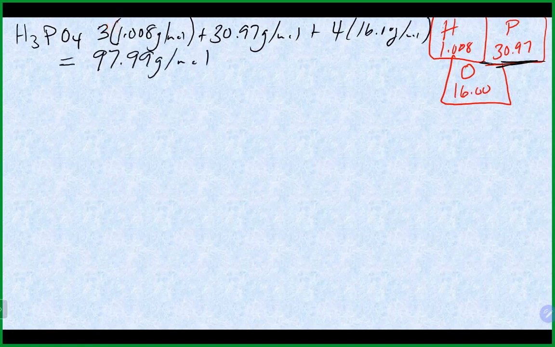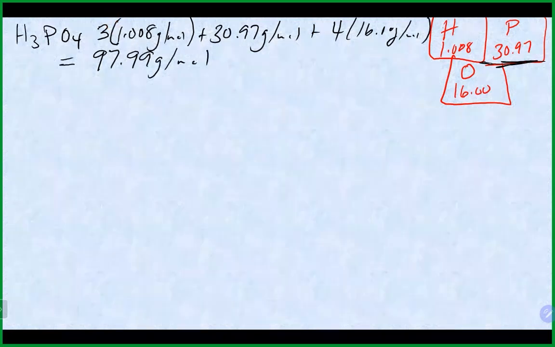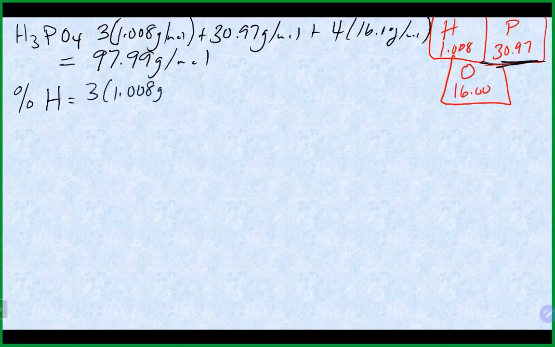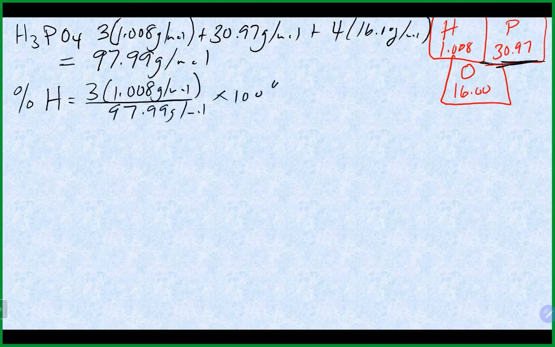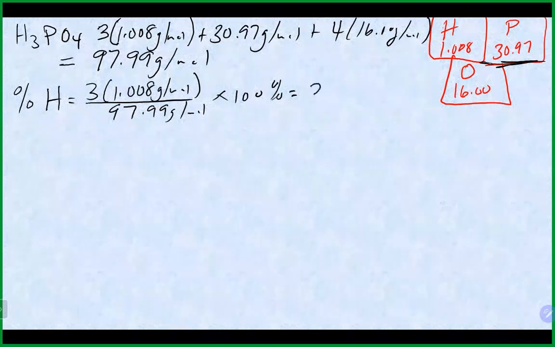At this point, what we want to do is take the mass of each of the elements there and divide it by the total. So the percent of hydrogen in this case would be 3 times 1.008 grams per mole divided by 97.99 times 100%. And that will get us 3.086% hydrogen.